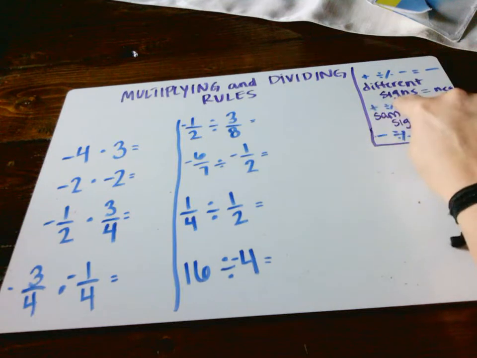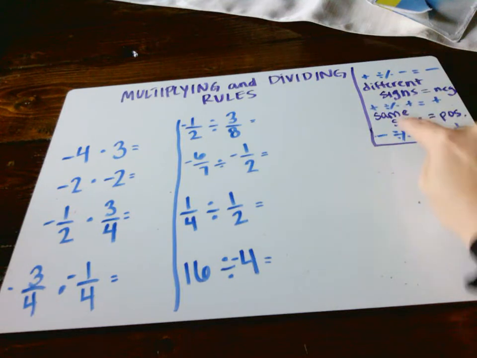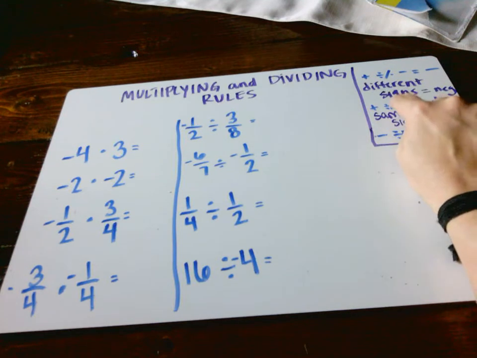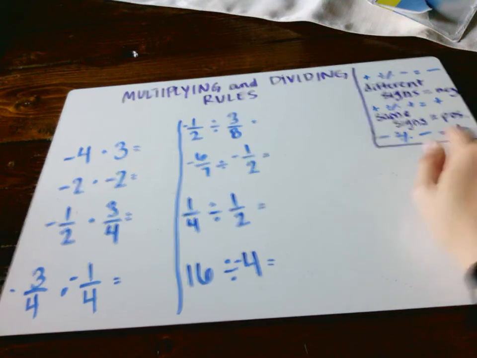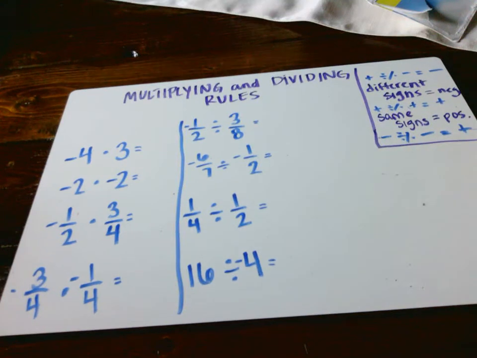Same signs, so if you multiply and divide by same signs, it turns out positive. So a positive divided by a positive equals a positive. A negative times a negative equals a positive. So if you just remember same signs are positive, different signs are negative, you'll be good to go.